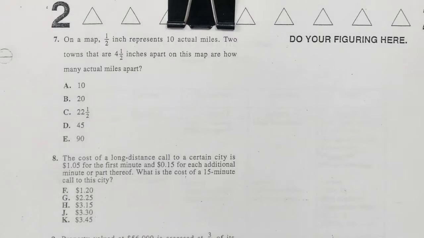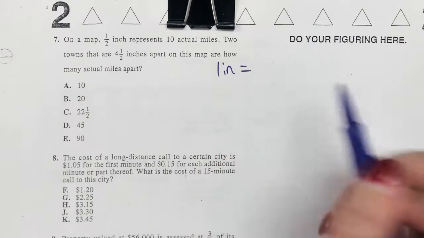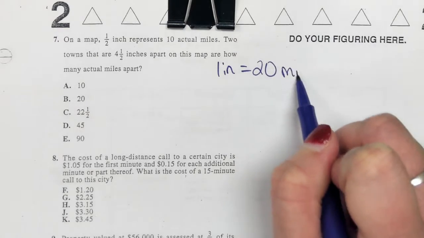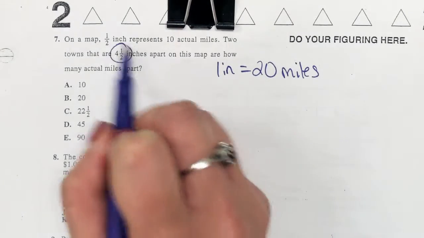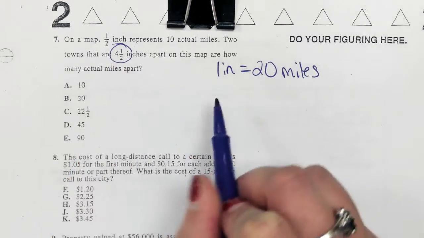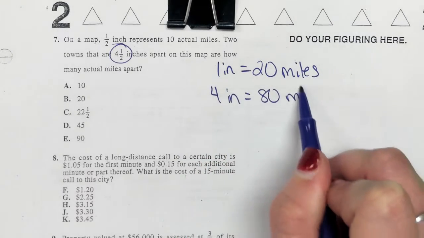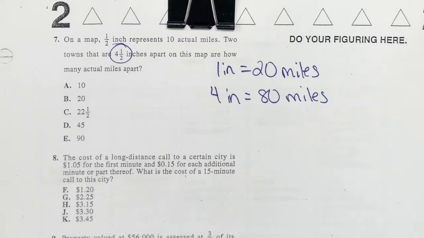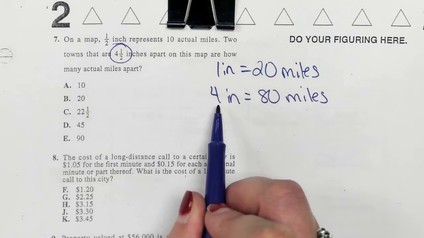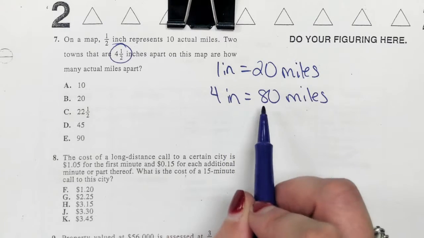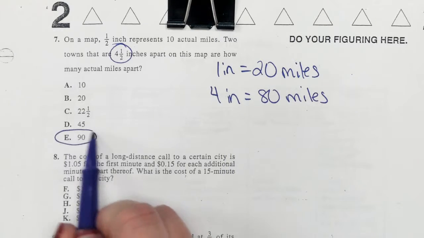Okay, so let's make our math easy on number 7, guys. So 1/2 inch is how many miles? 10. So what would a whole inch be? 20 miles. Alright, and then 4.5, let's just make that easy and do 4 inches. What would 4 inches be? 80. How'd you do that? 20 times 4. And so then I need another 1/2 inch. Another 1/2 inch was 10. 80 plus 10 should be 90.